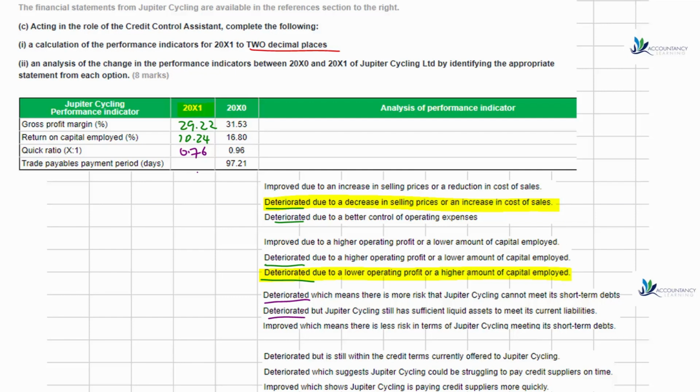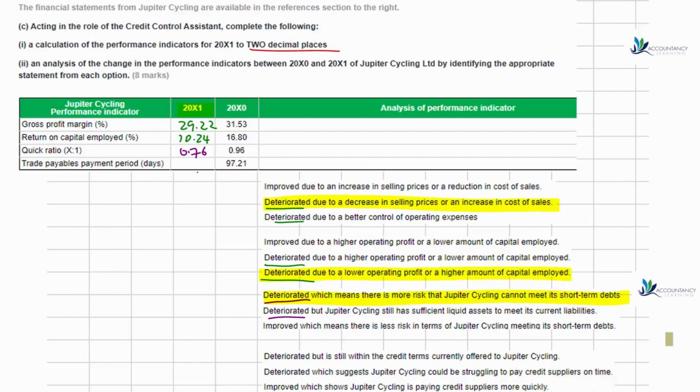So it's deteriorated, which means there is more risk that Jupiter Cycling cannot meet its short-term debts, or it's deteriorated but Jupiter Cycling still has sufficient liquid assets to meet its current liabilities. Well, no, in this case there is more risk. So we don't have enough liquid assets to be able to pay off our liabilities because this figure is less than 1.